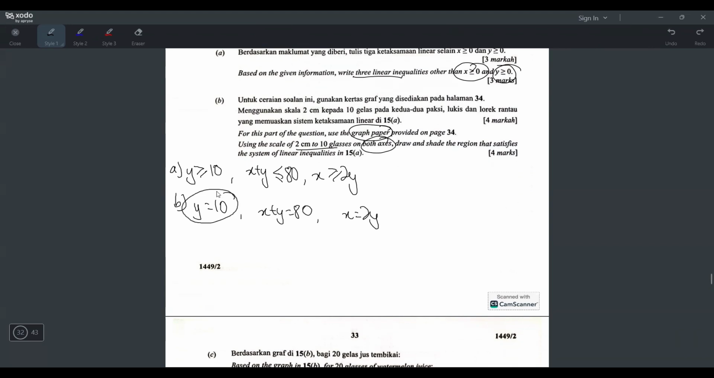Okay, for the first line, y equals 10. For this line, you don't have to find points because it only has one variable. It means later this line will be a horizontal line, because y equals means you just potong y at 10. So you don't need to find point.